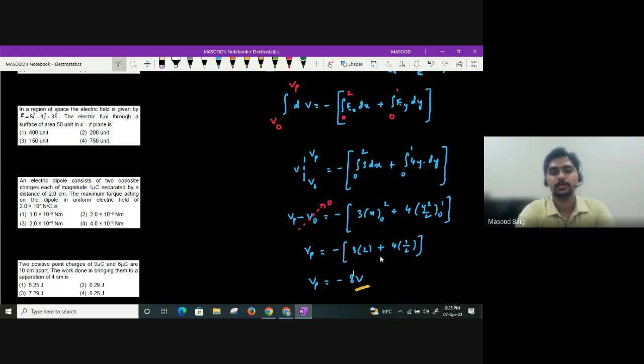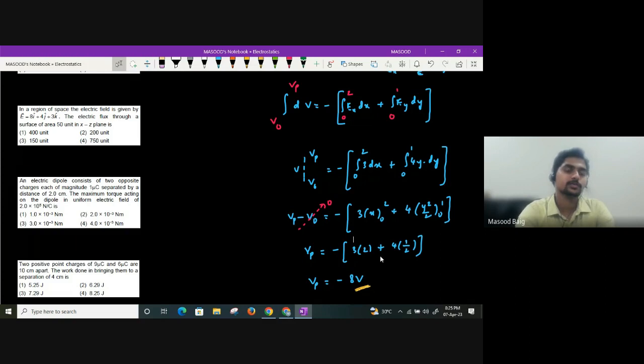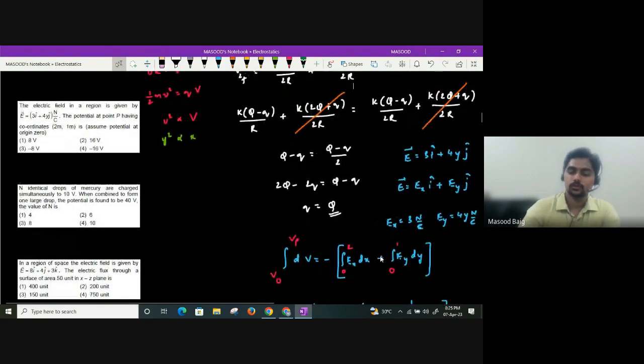Whenever the electric field is varying with all x, y, and z, the potential will be written as minus of integral Ex dx plus integral Ey dy plus integral Ez dz. Understood? What will be the potential at point P, beta? You're going to get it as minus 8 volt. Clear?